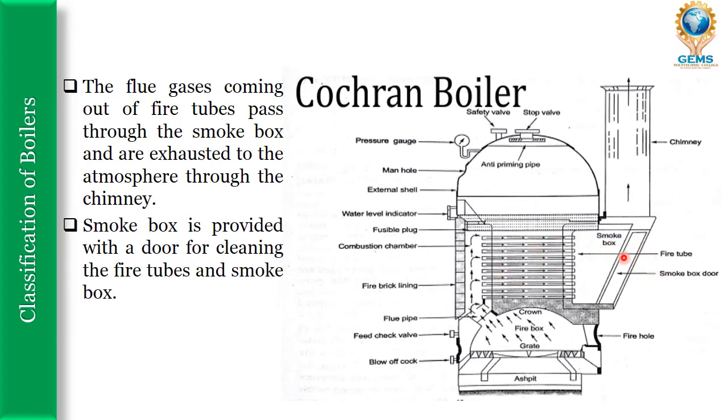It's coming out of the fire tubes, passes through the smoke box. This is the smoke box, and the gases are exhausted to the atmosphere through the chimney. The smoke box is provided with a door for cleaning the fire tubes and smoke box.